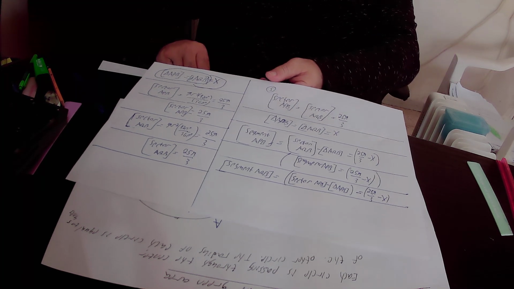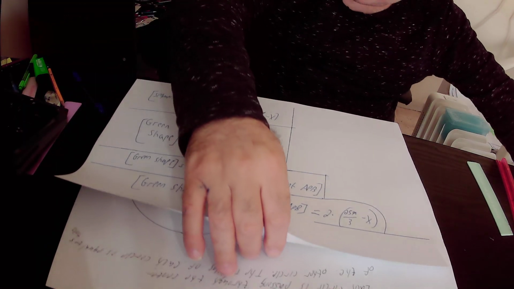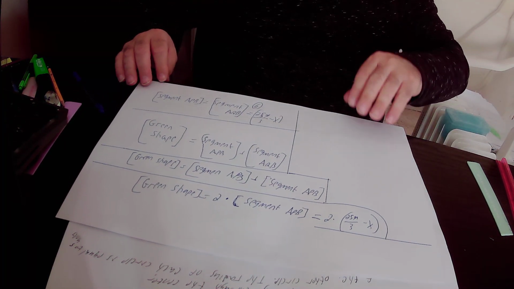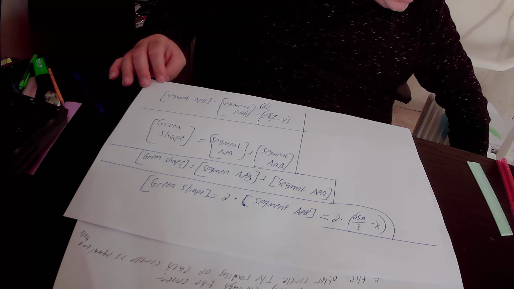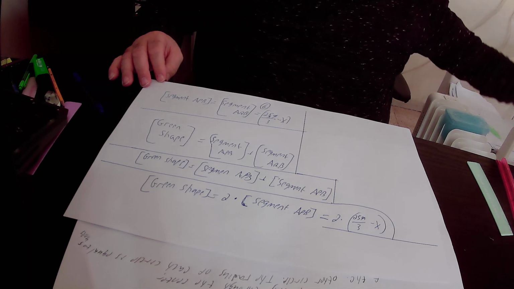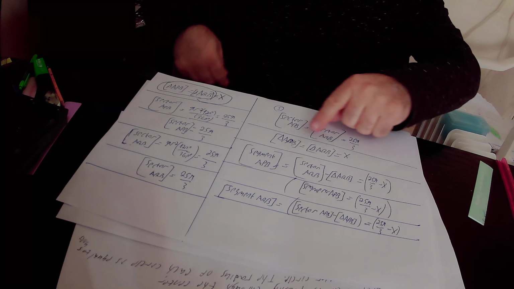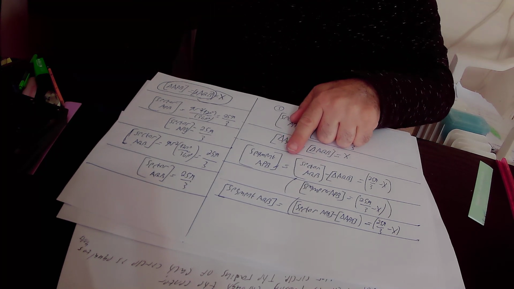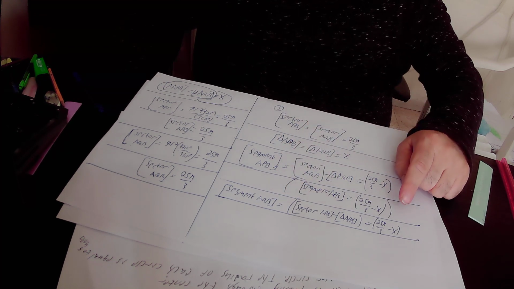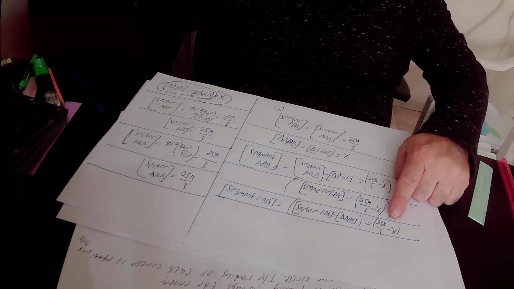Okay, and then we calculated the area of segment AQB. Here we found out that the area of segment APB is equal to the area of segment AQB. Why? Because both areas are equal to 25 pi over 3 minus x.